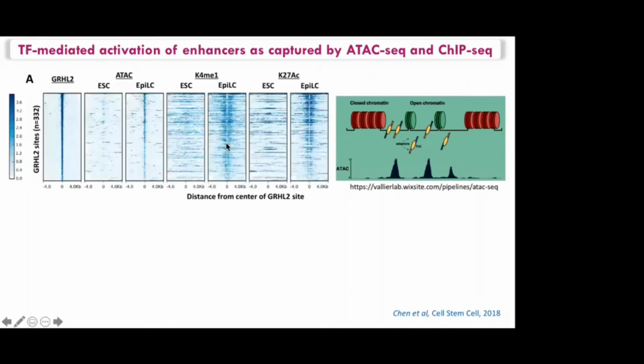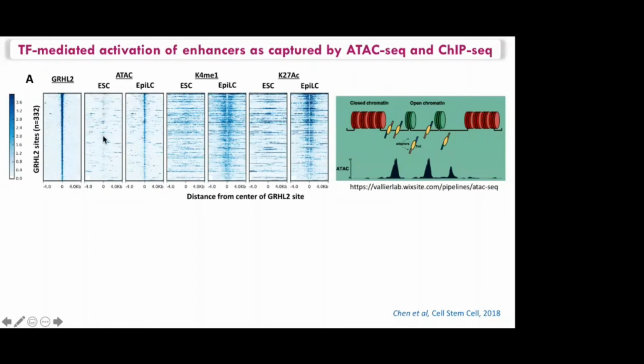So in this really interesting paper, what they have done is they have looked at the activation of enhancers when embryonic stem cells switch to epiblast-like cells. So just remember 2 different states of cells, and then the chromatin signatures, especially those of enhancers, during this transformation. In this paper, they identified this transcription factor, GRHL2. So these are all the sites where this particular transcription factor is binding during this transition.